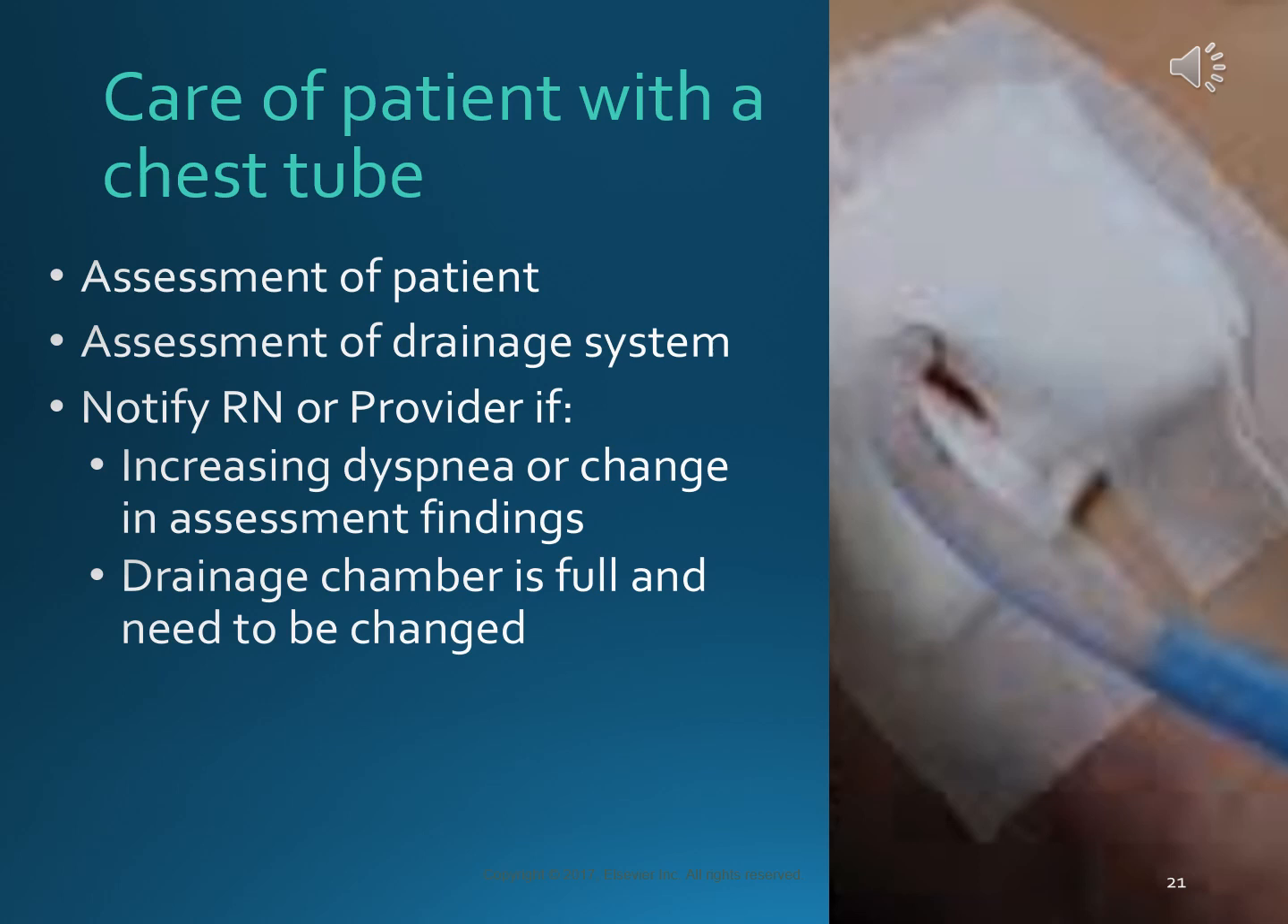And then the closed drainage system itself, you always are checking the water seal, the level of the water. You want to look for tidling. That means up and down with breathing, or bubbling, which happens during exhalation. You want to check the suction chamber to see that there's constant bubbling there, make sure the suction's on, check the amount of drainage and mark it every shift. And if indeed you see constant bubbling in that water seal chamber, check the tubing for kinks.